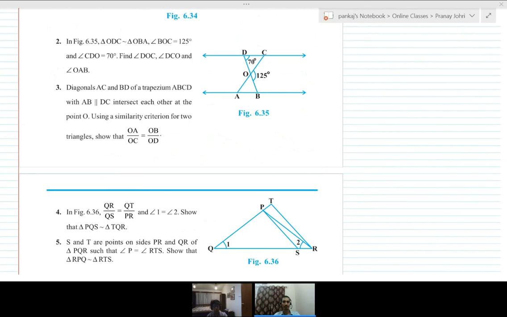Second question. Okay, ODC is similar to OBA.